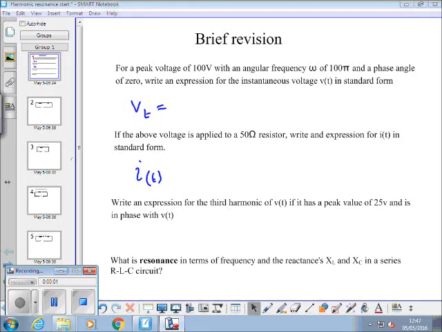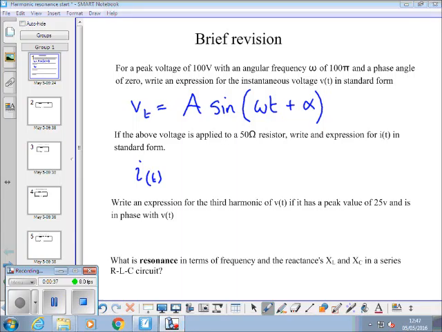Have we got any attempts at these? Little v at time t. What have you got? A sine. A sine, open bracket, omega t plus alpha. Omega t plus alpha. Yeah. Okay.